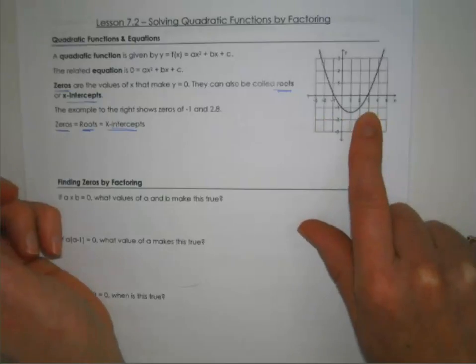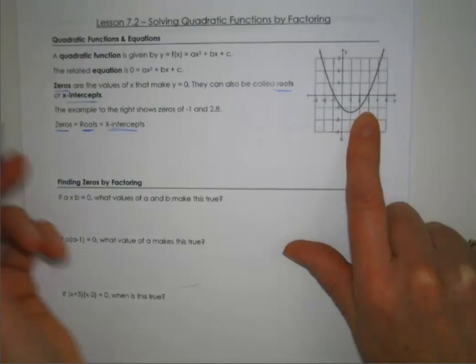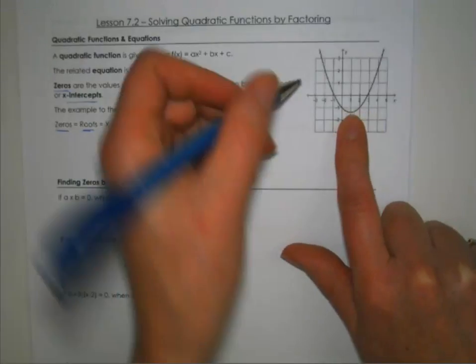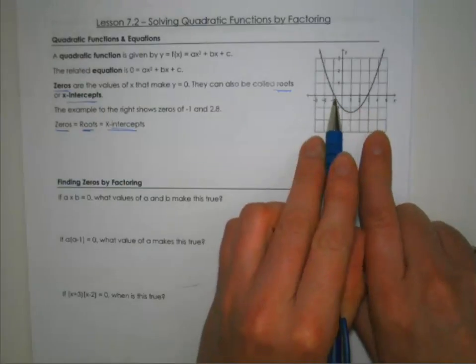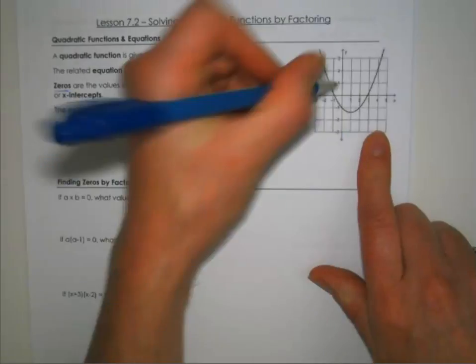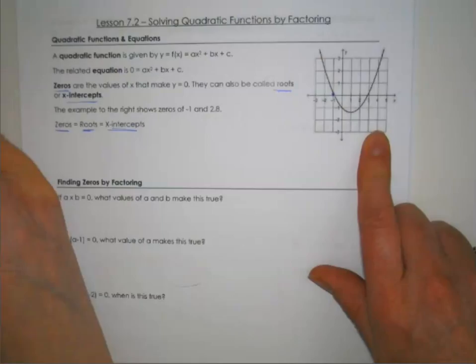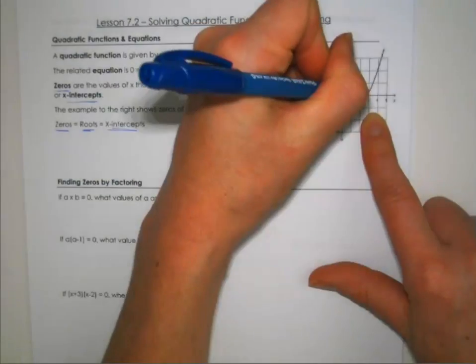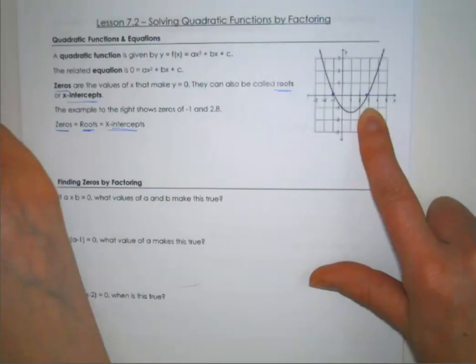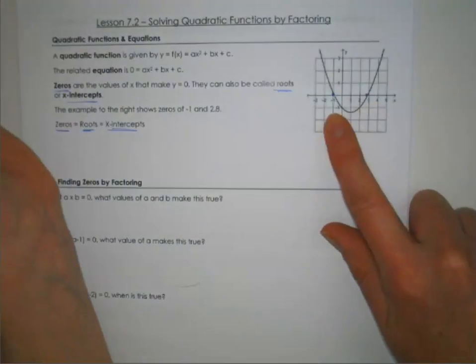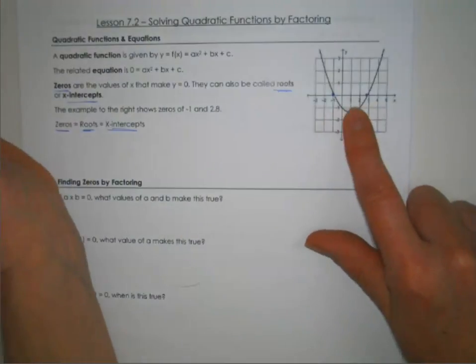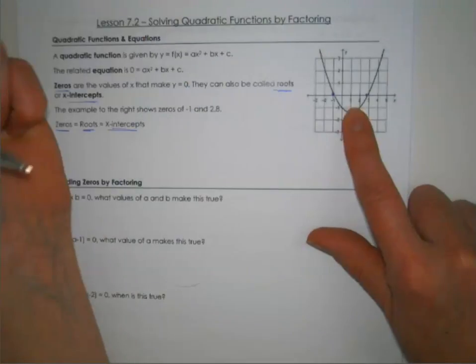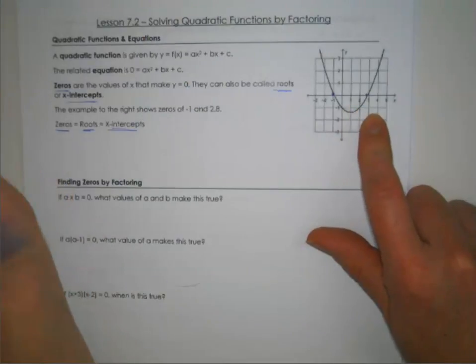So if we look at this example here, if you were asked for the zeros of this graph, we would say it looks like there's a spot here at right about -1, and then the other one here is just a little bit before 3, so maybe like 2.8 or something like that. So we would say the zeros of this graph, or the roots of this graph, are -1 and 2.8, just the x values of the x-intercepts.